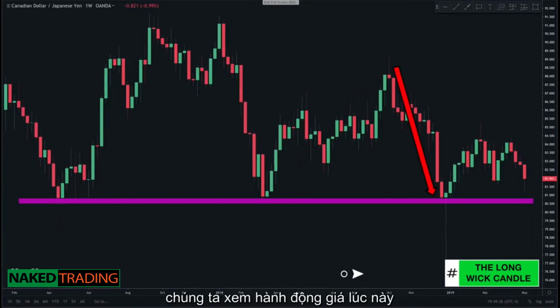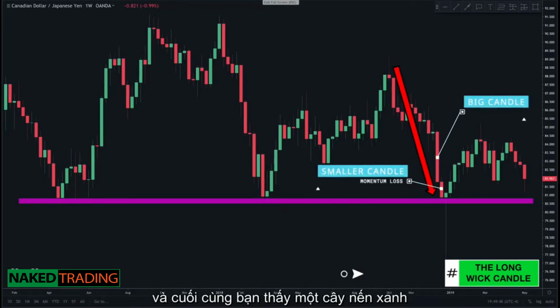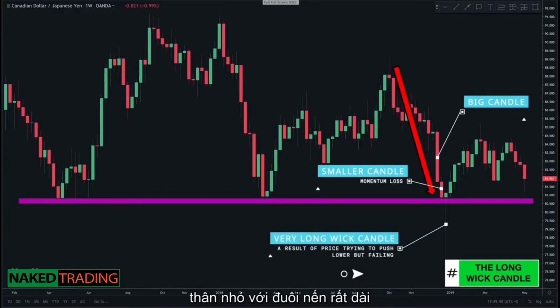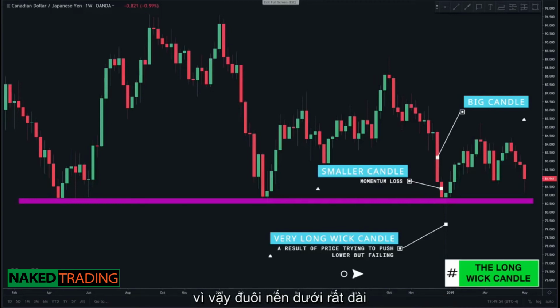Then, as price came back down to this level, we were looking for some form of price action at the level. First, we had momentum loss through shrinking candles with a big candle, a smaller candle, and then finally you had this green candle form that is a very long wick candle, which shows that price tried to push lower but failed, which caused the very long wick candle close and then a bounce upwards.